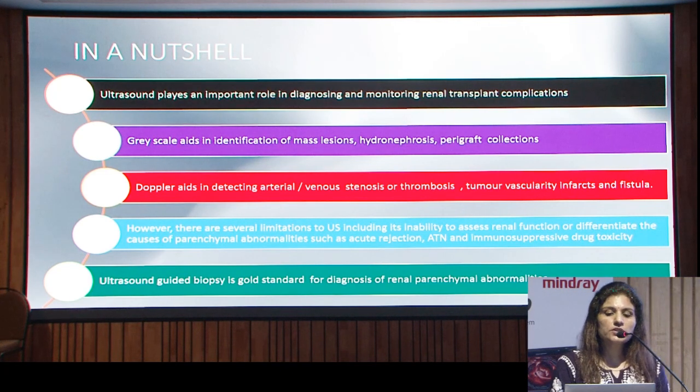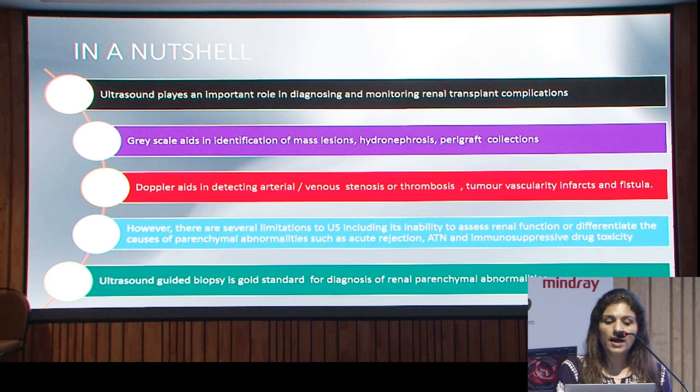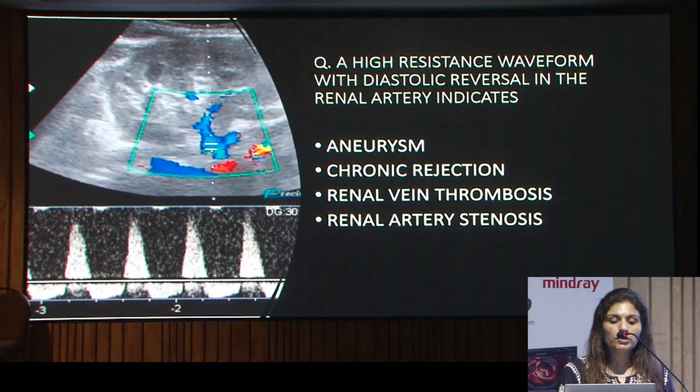So in a nutshell, ultrasound plays an important role in diagnosing and monitoring renal transplant complications. Grayscale helps us in identification of mass lesions, hydronephrosis, perigraft collection. Doppler aids in detecting arterial and venous thrombosis, tumor vascularity. There are several limitations to ultrasound, including assessment of renal function or differentiating between various parenchymal abnormalities. So we need to accept that these are our limitations, and we need to have a word with the urologist or the nephrologist that biopsy is going to help us in these conditions.